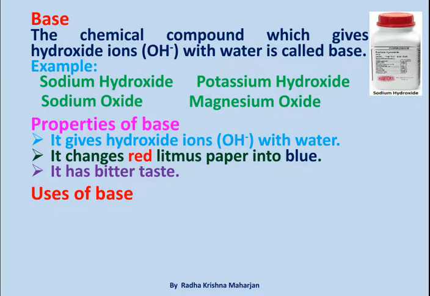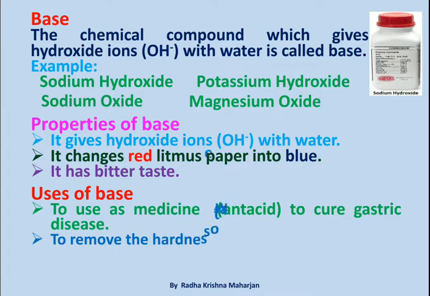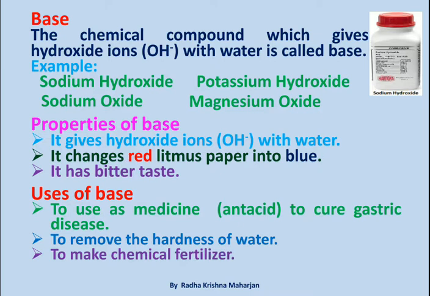Uses of base: To use as medicine, antacid, to cure gastric disease. To remove the hardness of water. To make chemical fertilizer. To make soap and paper.